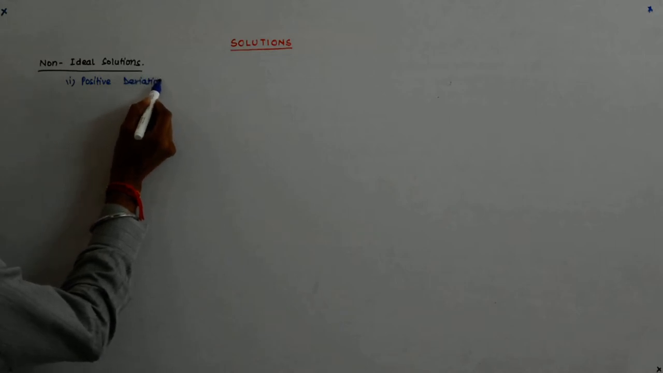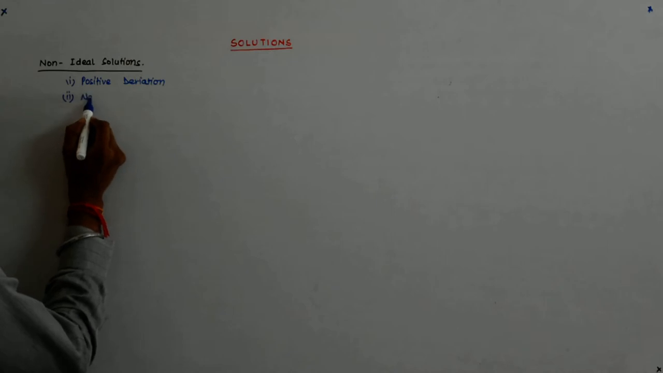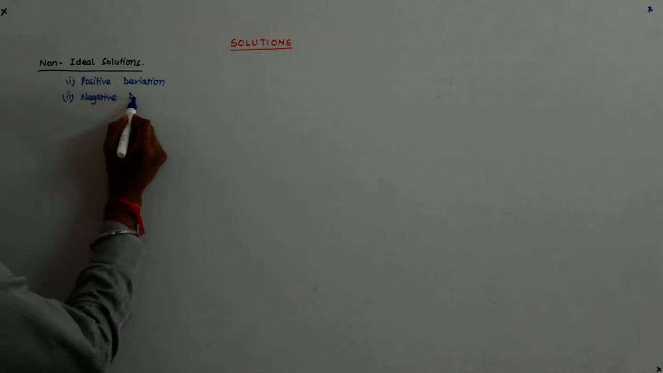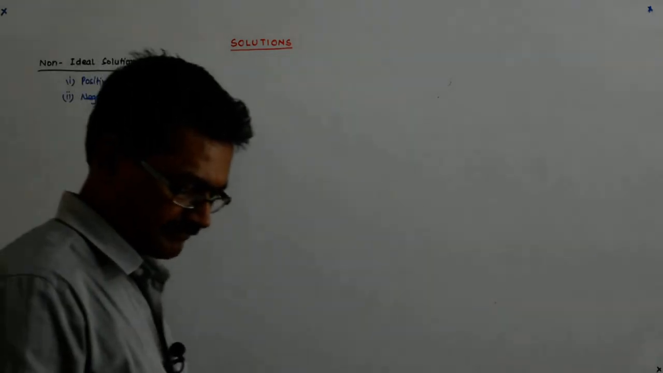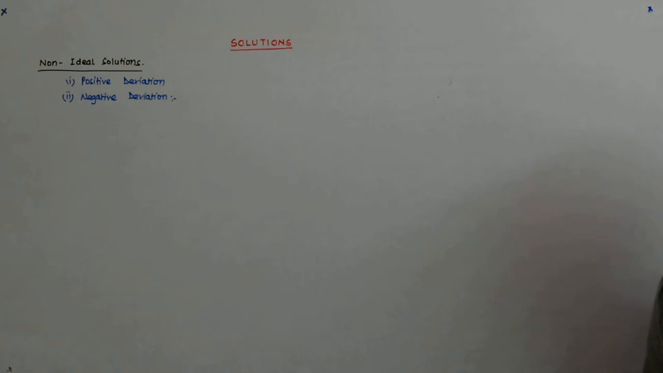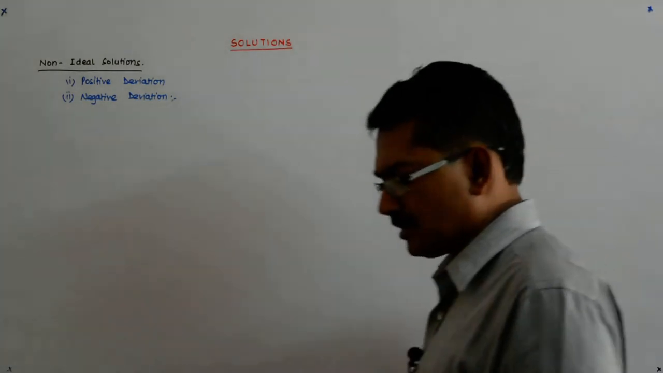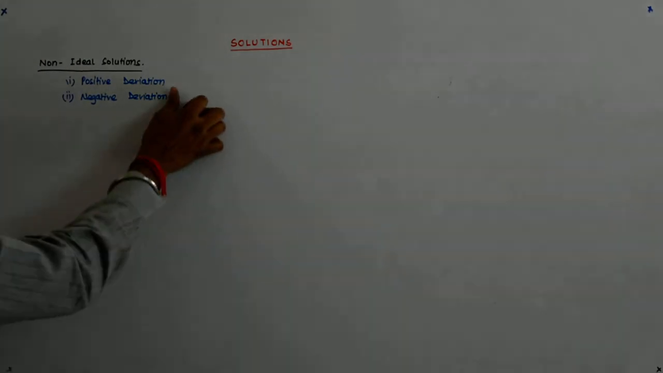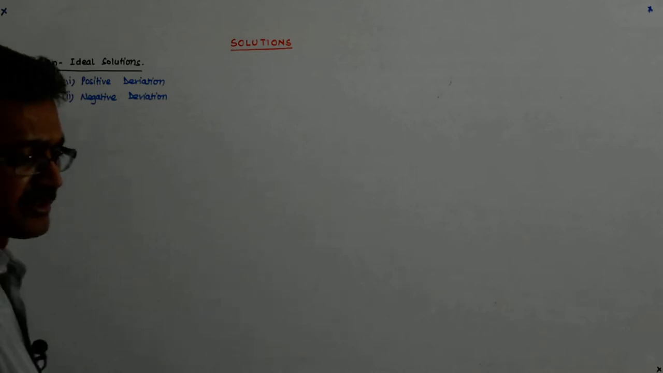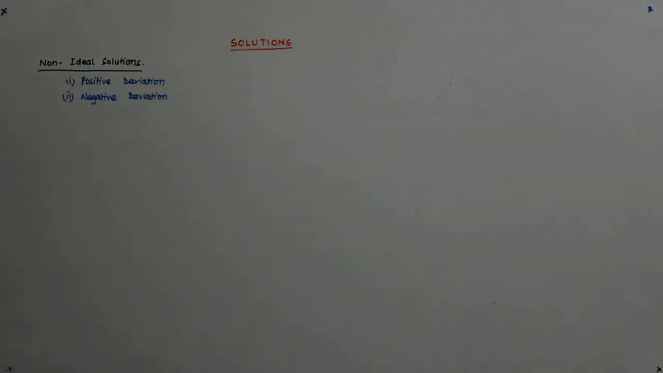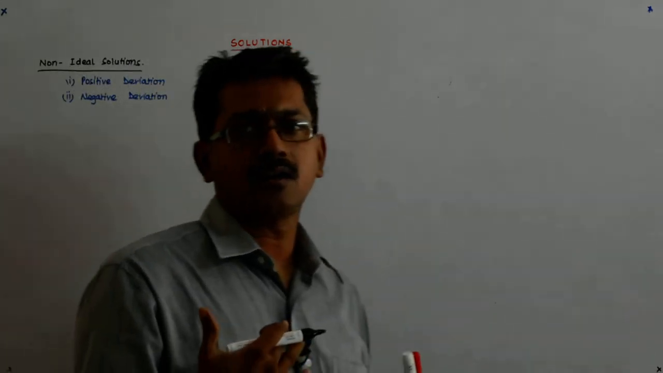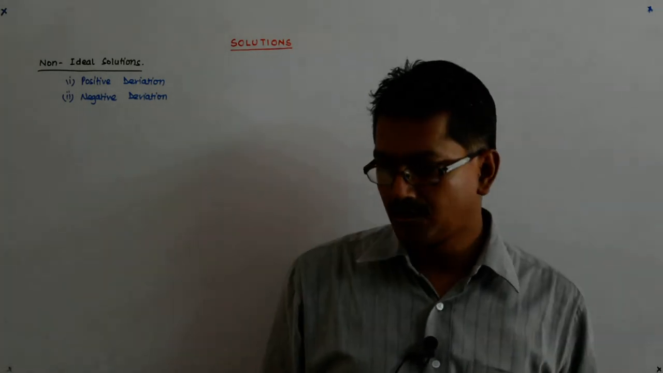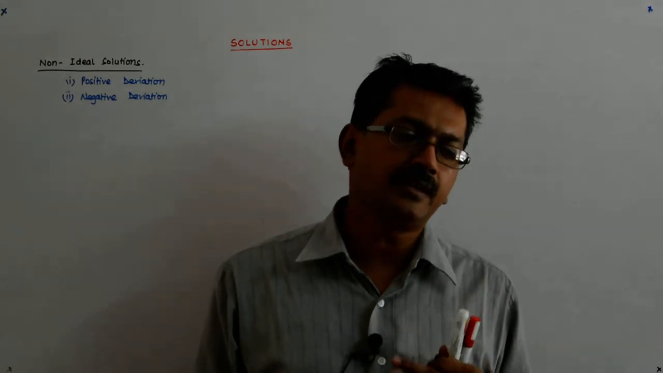Right, and the second is the negative deviation. Okay, now it is exactly on the same pattern as we had done for the positive deviation solutions. The negative deviation, what happens? You have the negative deviation, that means whatever you are predicting from Raoult's law, the observed pressure will be less than that.